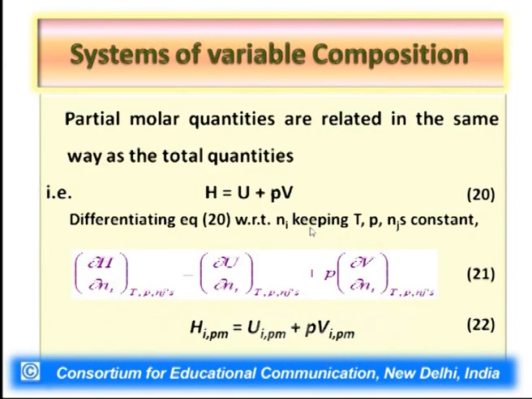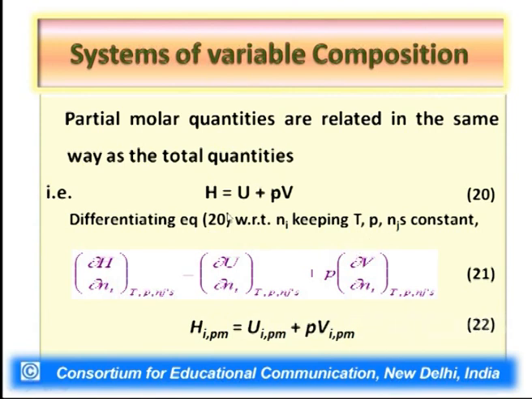If we want to do that, we can write the expression H equal to U plus PV and differentiate it with respect to the number of moles of component I, keeping the temperature, pressure, and Nj constant. This is how equation 21 represents the differentiation of equation 20. If you notice it carefully, the left hand side represents HIPM, the partial molar enthalpy, and the right hand side has two terms. The first term represents UIPM plus PVIPM.